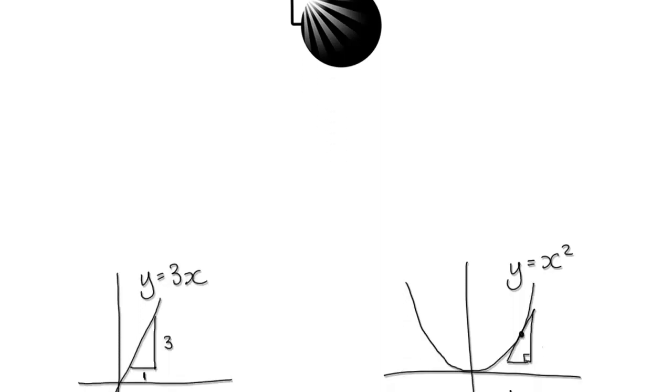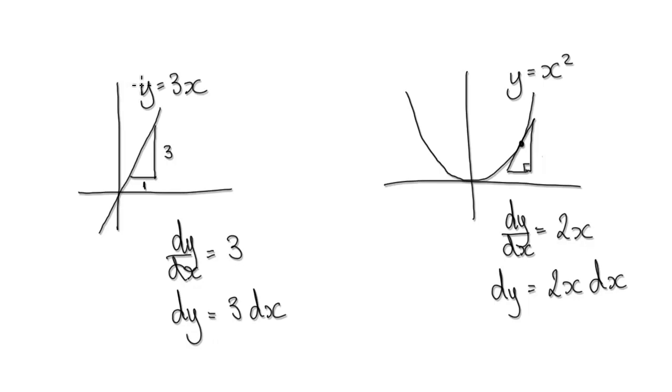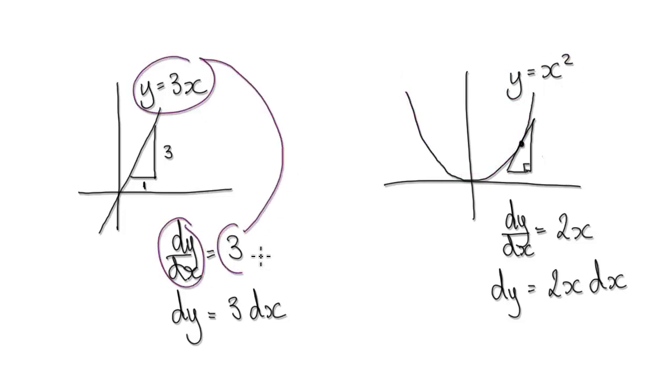Now I'm going to show you the textbook's way of doing integration by substitution. So let's say you've got y equals 3x. So this is a straight line of gradient 3. And let's say you've got y equals x squared, which looks like this. When you differentiate this, it will give dy by dx equals 3.